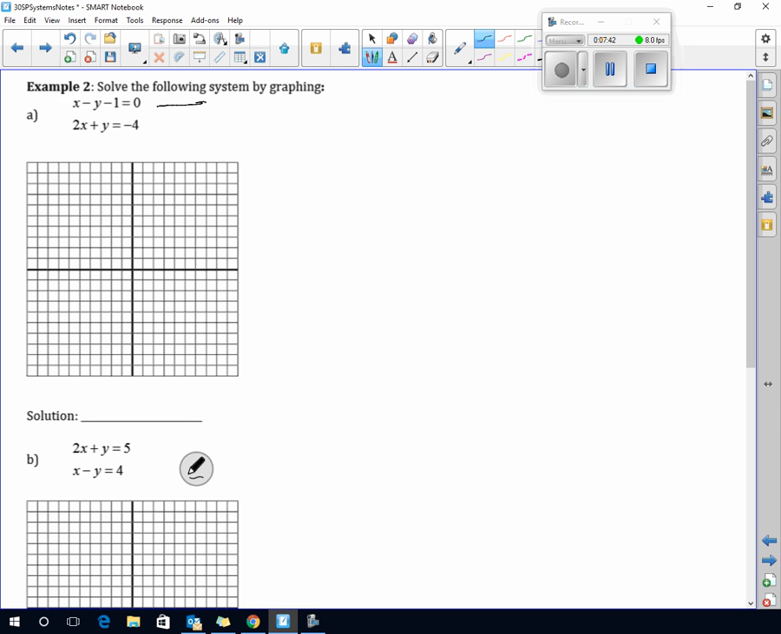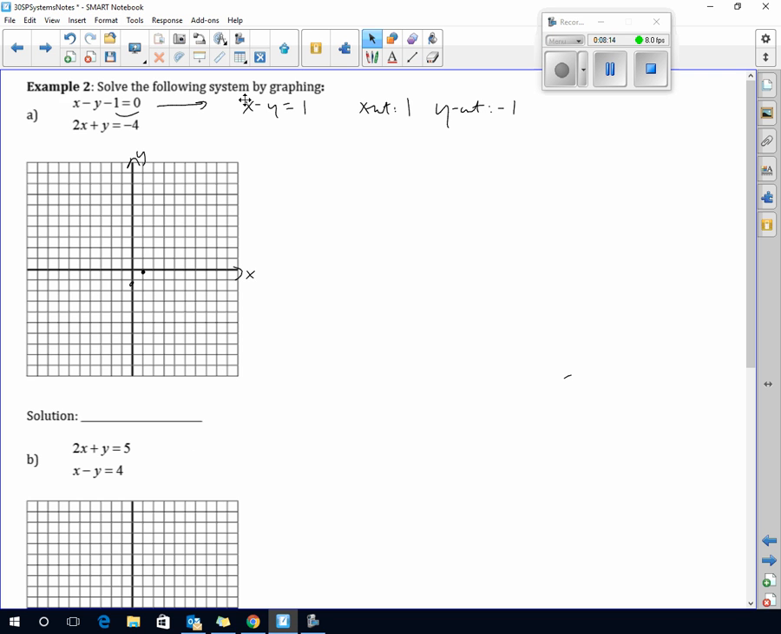So what's my x-intercept? 1. What's my y-intercept? -1. Let's plot. Here is 1 and -1. I take my line, continue it. Yes? Everybody good with that one?